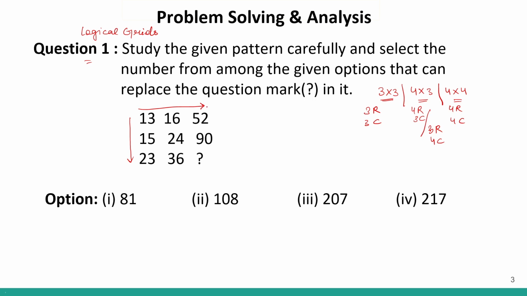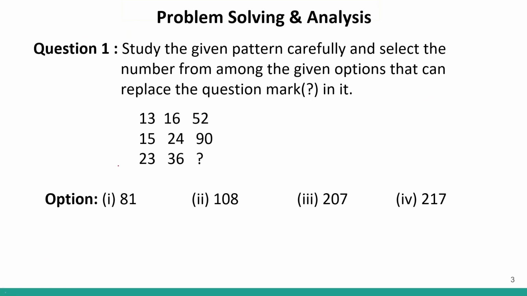Okay, so let us solve this particular question. Let us start with question number 1. Now, over here I can see 13, 16, 52. So this number is slightly bigger than these two numbers. Then similarly 18, 24, 90, this number is comparatively bigger than these two numbers. So I can assume that probably certain operations are being done on this number and this number to obtain this number. Correct? This is how we approach logical grid questions. So that means the direction in which we are solving this particular grid is this.